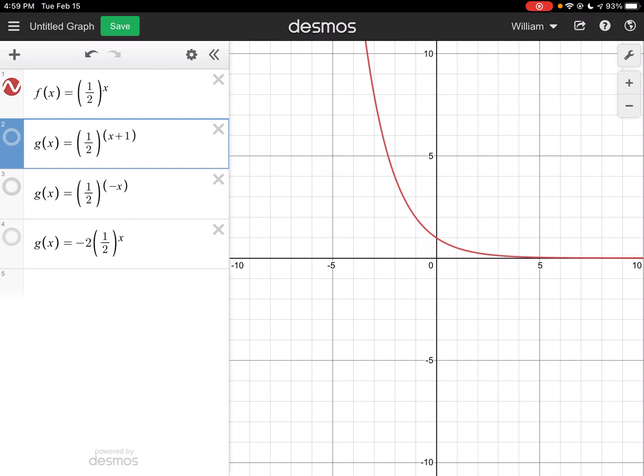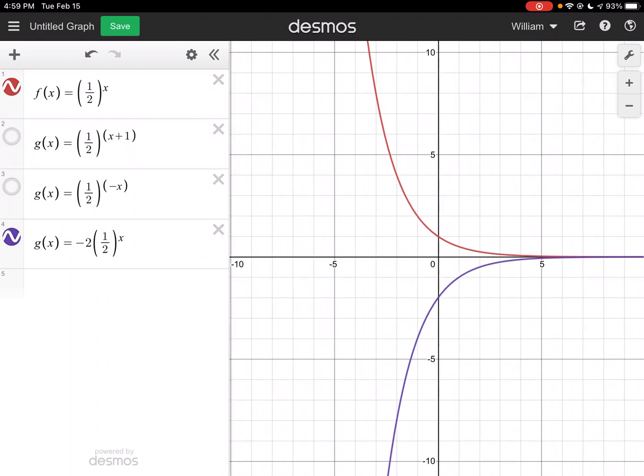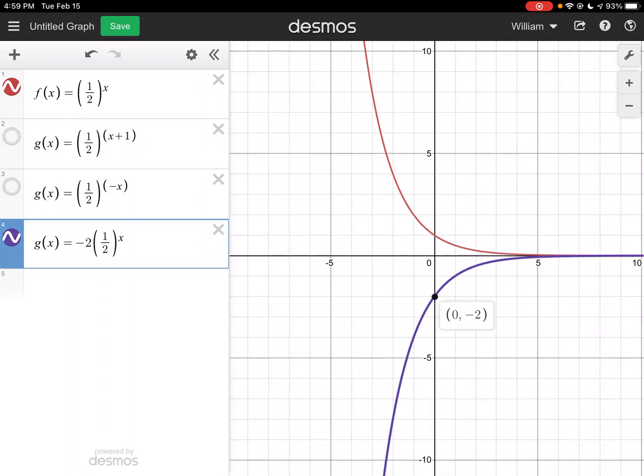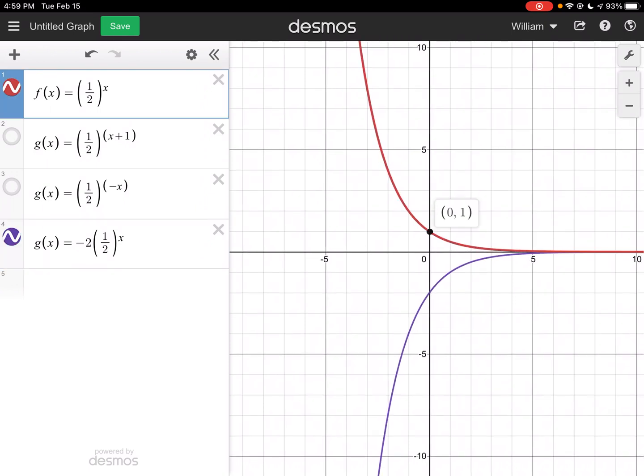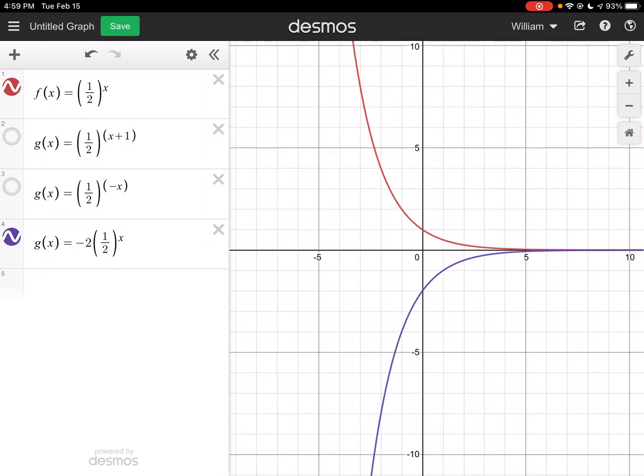And then if I do 1/2 to the -x, I'm flipping over the y-axis. And if I do -2 times 1/2 to the x, I'm flipping over the x-axis and dilating it by a factor of 2. You can see there's my x-intercept. And each point is just double of what it was before, only in the opposite direction.